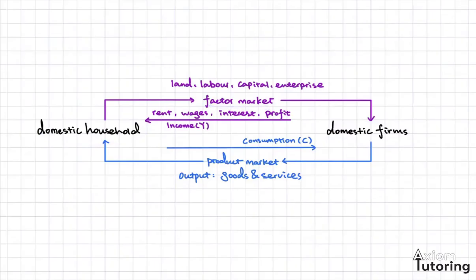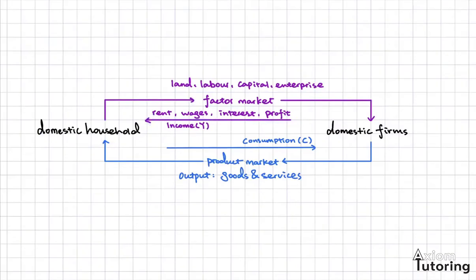Households own all the factors of production: land, labor, capital, and enterprise. Firms require these factors of production to produce goods and services, the outputs. So households supply the factors of production to firms. In return, firms pay wages, rent, interest, and profit to households.